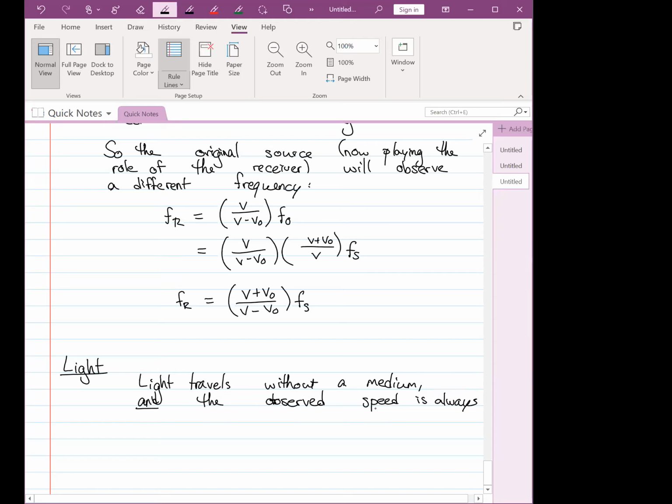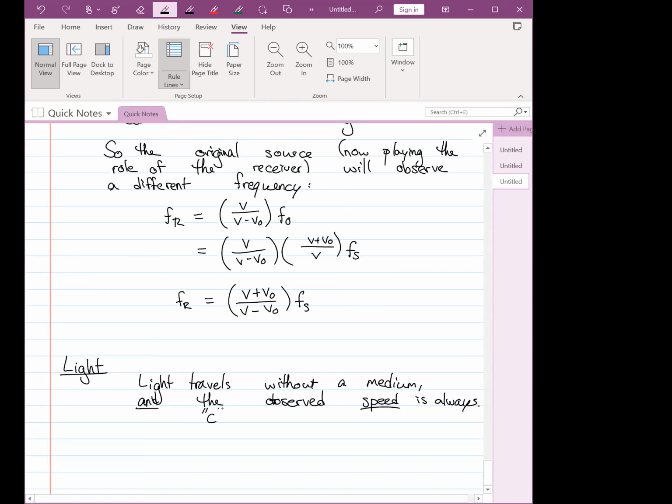So in the case when the receiver was moving relative to the source, or relative to the air, it seemed like the receiver was seeing faster sound waves. The sound wave was faster. This doesn't happen for light. For light, everybody always sees the speed of light moving at the same rate. It's moving at 3 × 10⁸ meters per second.